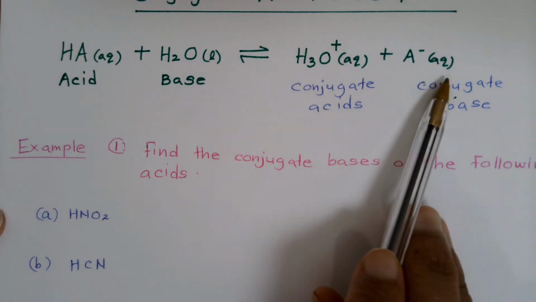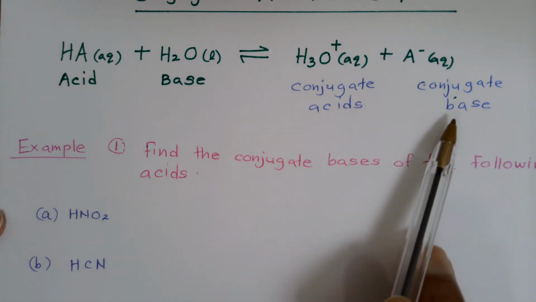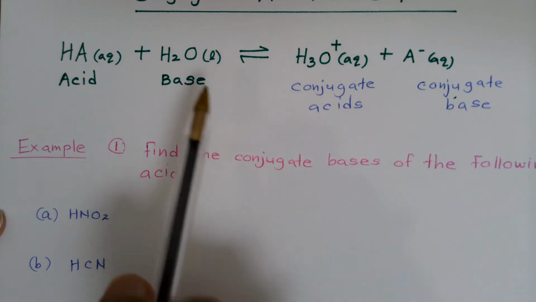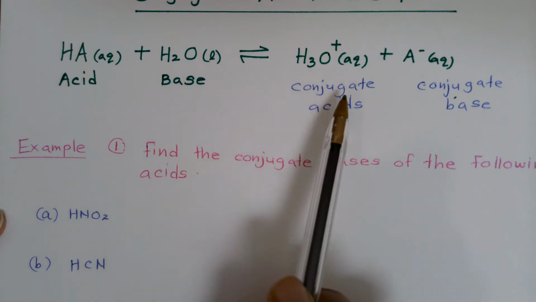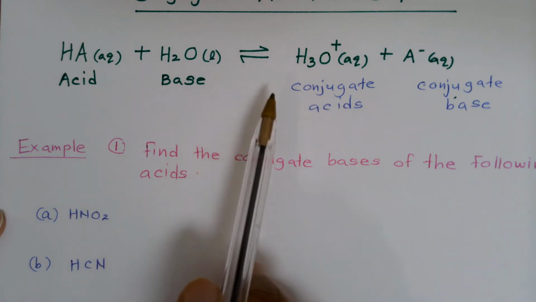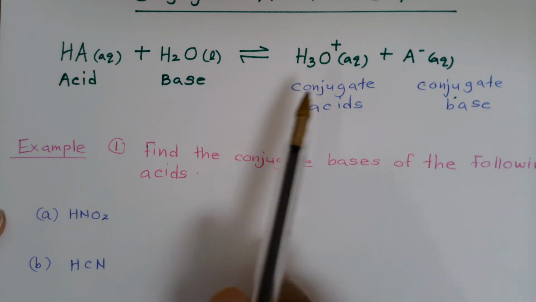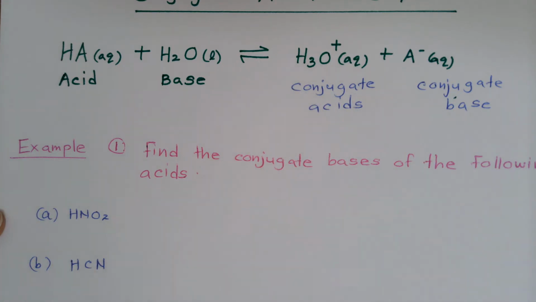HA and A- is one pair, an acid and its conjugate base, and H2O and H3O+ is another pair, a base and its conjugate acid. So there are two acid and conjugate base pairs here.